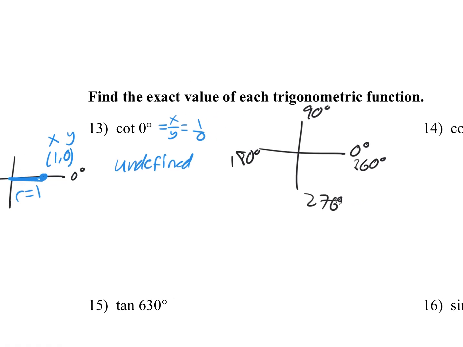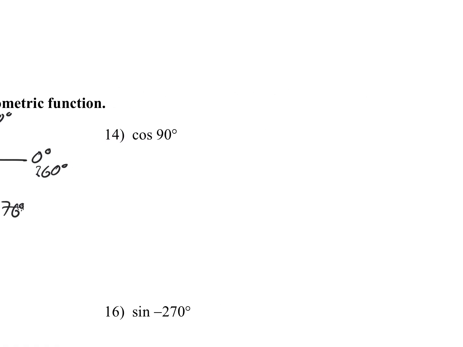All right. Now something like cosine of 90, keep in mind where 90 is on the coordinate plane. That's going to be up here. So again, I can pick a point at 90 degrees. I can say that this is 0, 1. So I get x, y. And then r is 1. Cosine is x over r. So 0 over 1, which is 0.